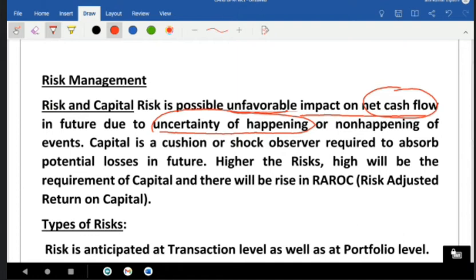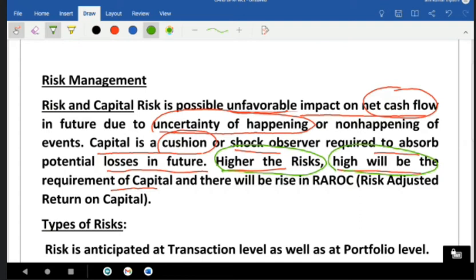For the mitigation of this, capital plays a very important role, like a cushion or shock absorber required to absorb the potential losses in the future. Higher the risk, higher will be the requirement of capital. This point is to be noted here, a very important point. If risk is higher, the requirement of capital will be more for running the business. And there will be a rise in RAROC, that means risk adjusted return on capital. We'll discuss this point later on. RAROC means risk adjusted return on capital.